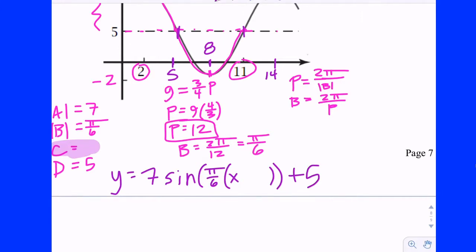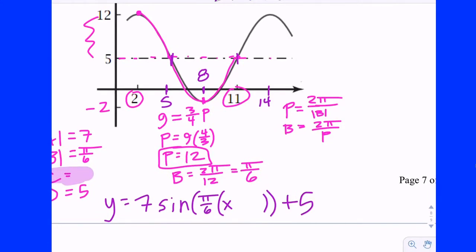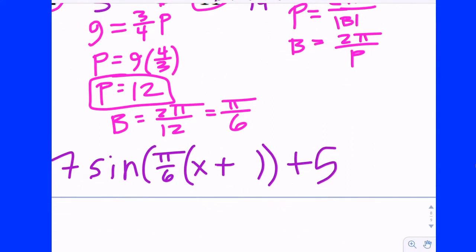Positive sine, you're looking for what? An axis point going up, which would be at where? 11, right? We label it. So there's your axis going up. That's positive sine. So is it plus or minus 11? Ooh, I put plus.